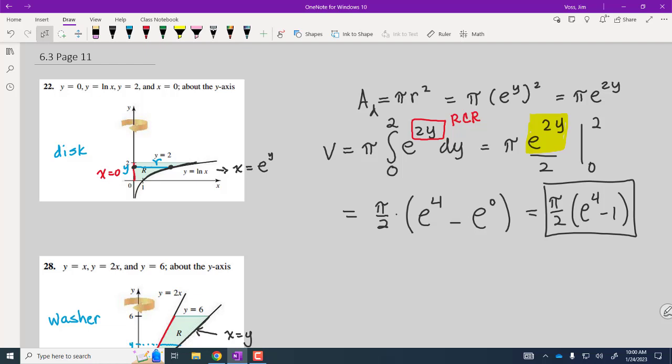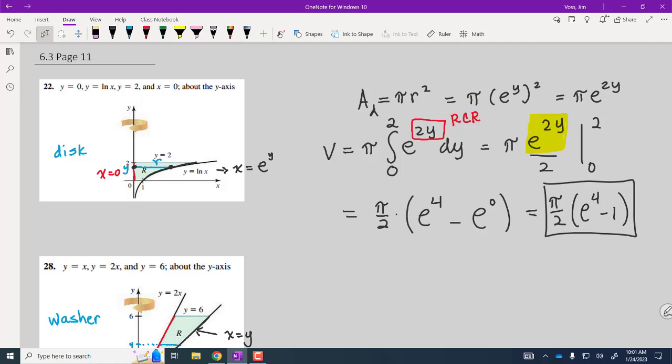For a horizontal element, the thickness is dy, and for a vertical element, the thickness is dx. So that's a real clear hook into the problem. If we have a vertical element, we're going dx. That means everything inside the integral has to be an x. If we have a horizontal element, it's dy. That tells us everything in the integral has to be a y.